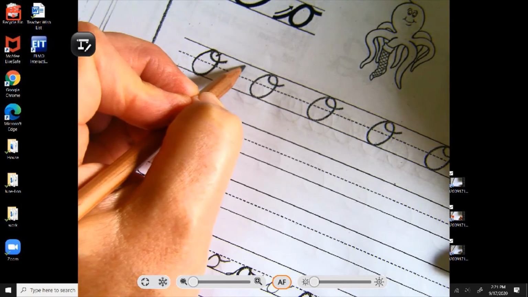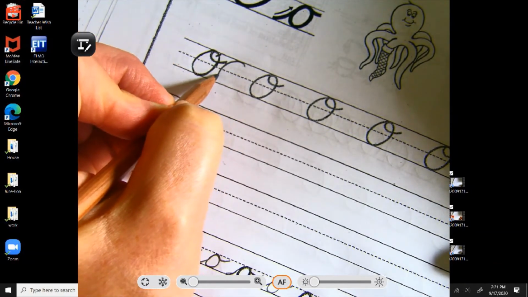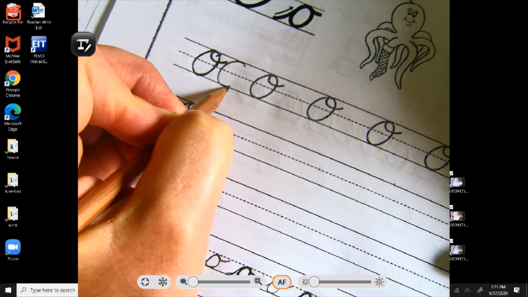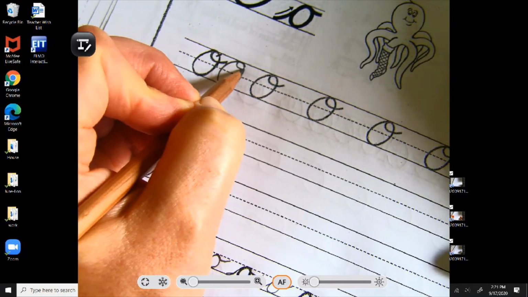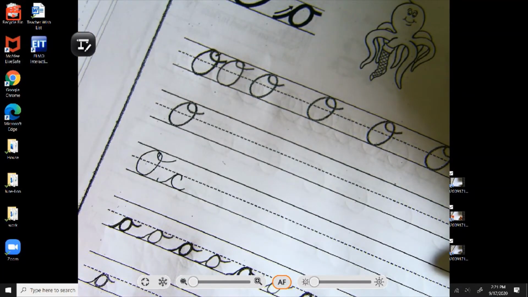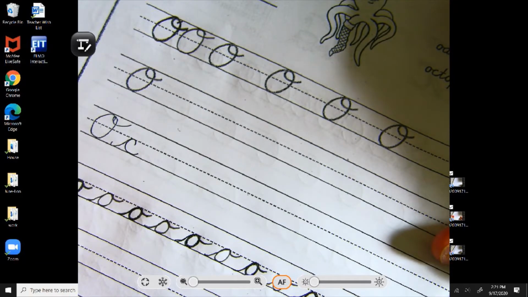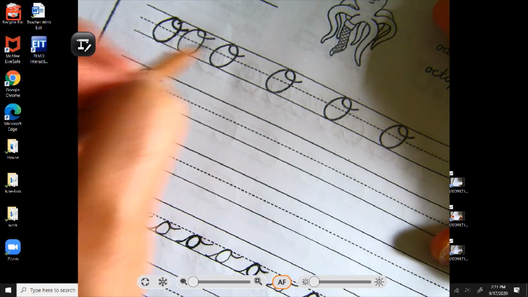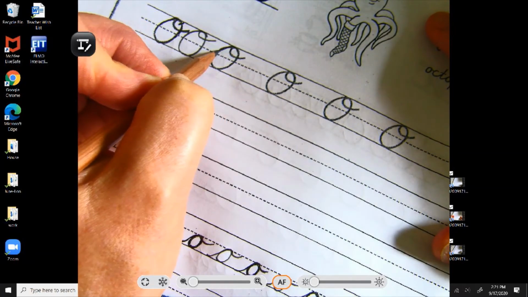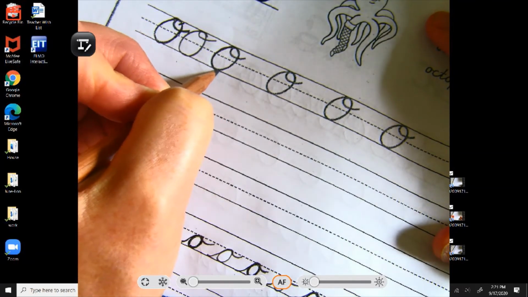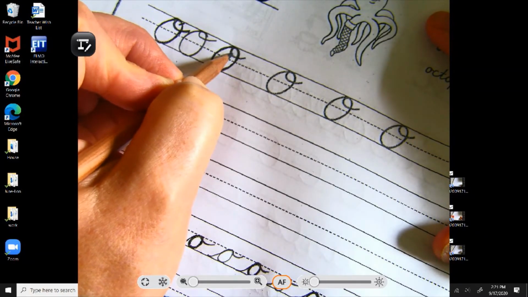So I'm starting just past the top line, curving around, baseline, I'm closing the loop, and making a wisp of hair. Watch me do another pair. Set your pencils down. I'm starting just past the top line, curving around, baseline, closing the loop, wisp of hair.